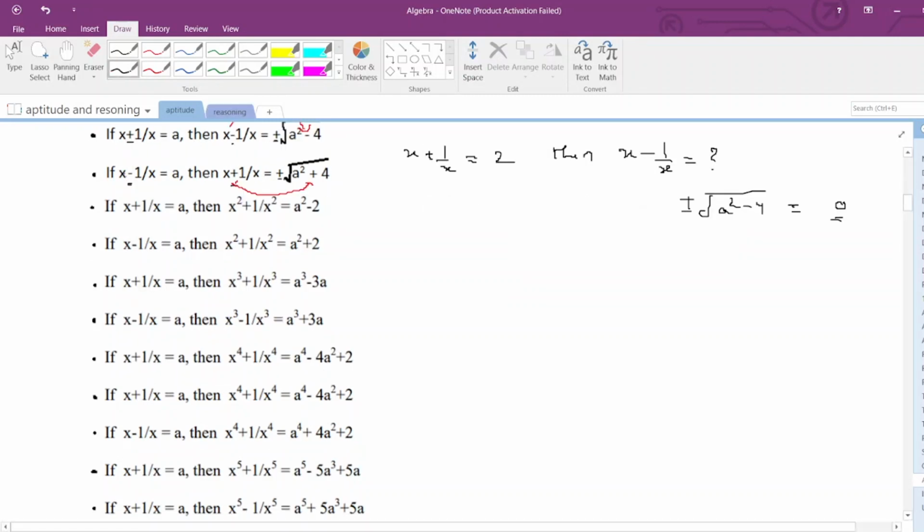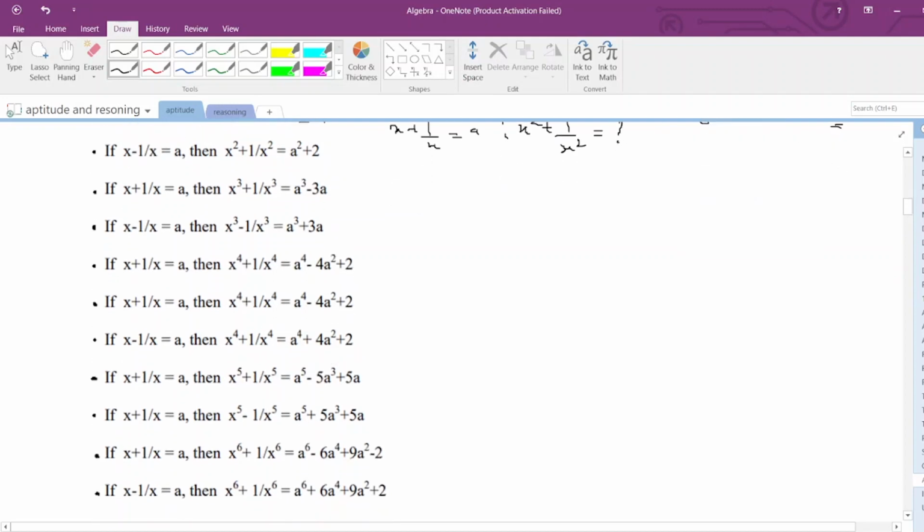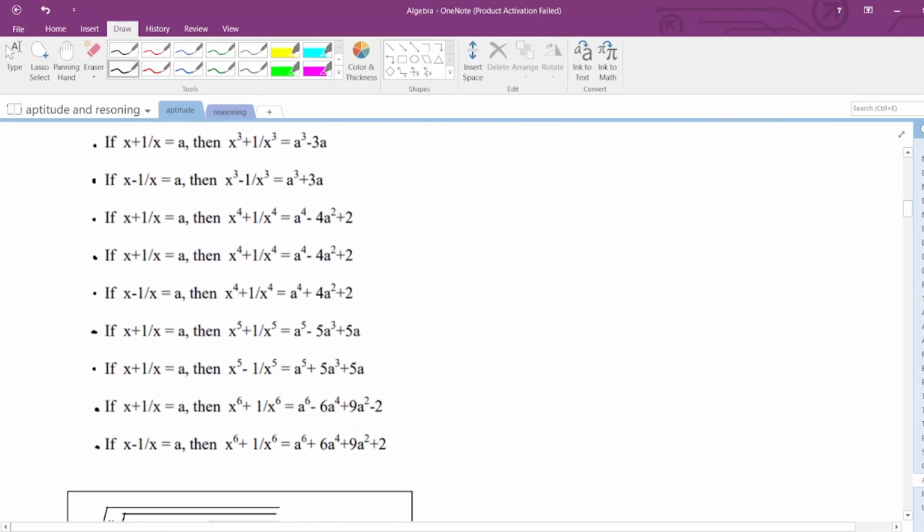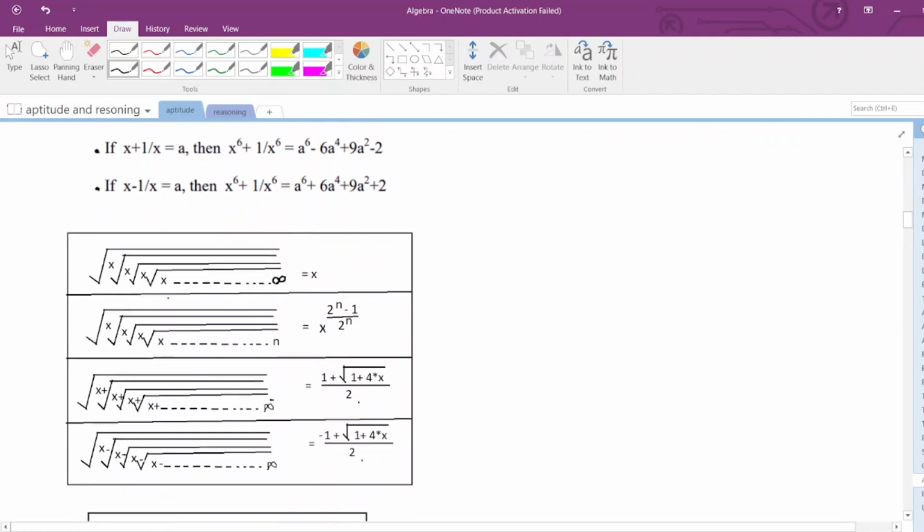See, these are all the formulas, very important. If they ask x plus 1 by x is equal to a, then x square plus 1 by x square is equal to what? In that case you can directly use this formula, a square minus 2. In the same way for the remaining also, it's very important. Please remember all these things.